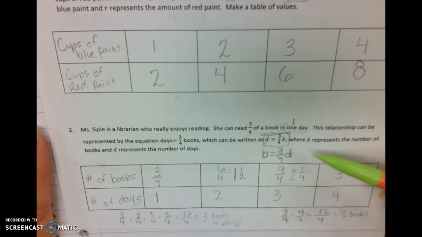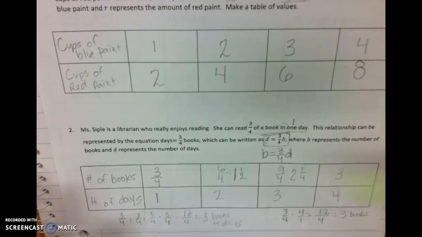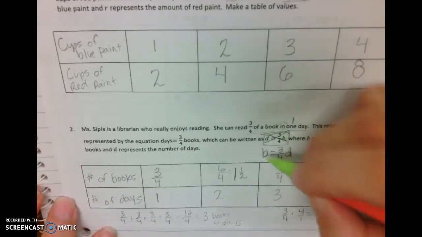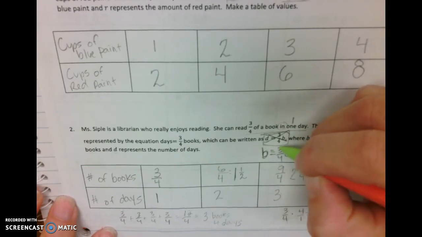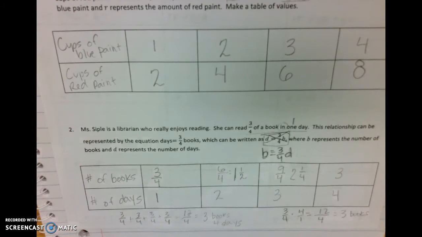So they actually had their equation backwards up here. So let's go ahead and cross that out and write that books is equal to 3/4 times the number of days that the person read.